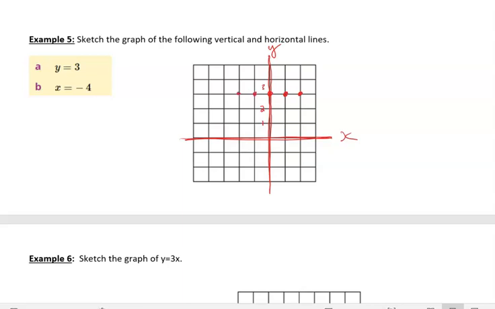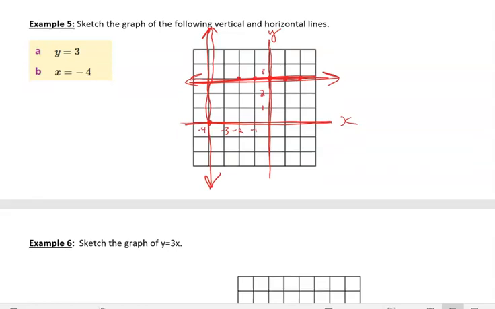Any point I put along this line, y will be 3, and x will be anything I want. We should have used a different color. Anyway, for x equals 4, I think you can see where I'm going on this one. Then anything along this way, y can be anything in the world. Once again, you should use a ruler and maybe different colors. Anything along that line, x will be equal to 4, no matter what y is equal to.